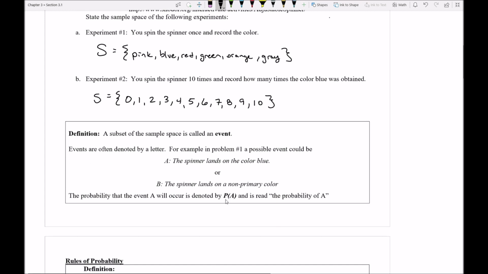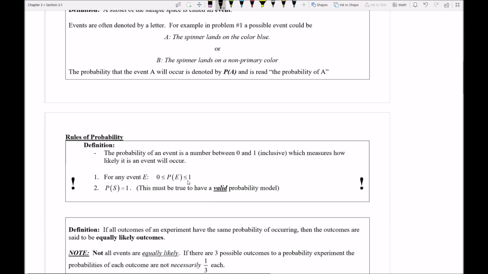Now, once I start to define this sort of notation, there's a couple other important things that we have to make sure that we understand. The probability of an event is the same thing as the likelihood of an event occurring by chance. And it's always going to be a number between 0 and 1, inclusive, meaning that it could be exactly 0, it could be exactly 1, which measures how likely it is that an event will occur. So a couple quick rules that are very important: for any event, the probability of that event has to be somewhere between 0 and 1, and could be equal to those values.